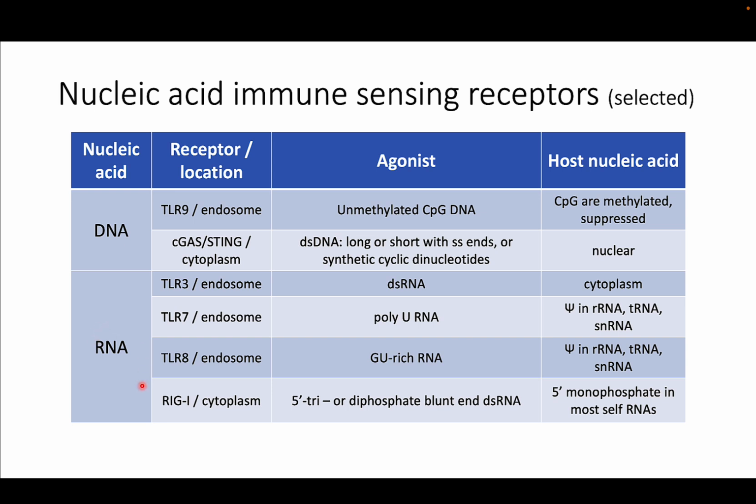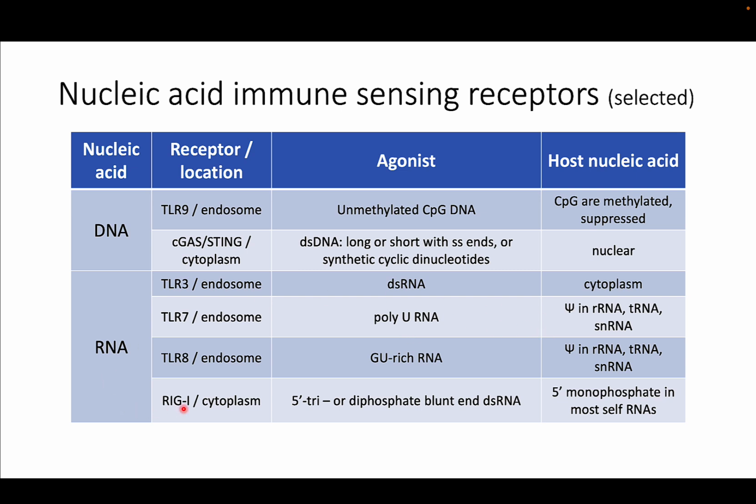With RNA molecules, the same concept applies. Several of the receptors are present in endosomes, and two of the receptors, TLR7 and TLR8, recognize RNA sequences containing uridine, either polyuridine or GU-rich RNA sequences, that make it possible to distinguish foreign RNA from self-RNA because the most abundant cellular RNAs, ribosomal, transfer RNAs and small nuclear RNAs, use pseudouridine instead of uridine, and pseudouridine doesn't activate this pathway.